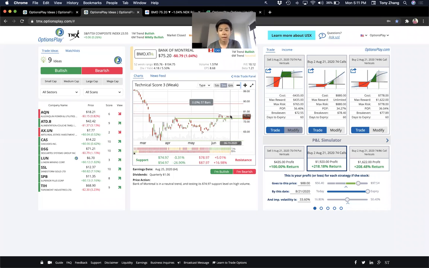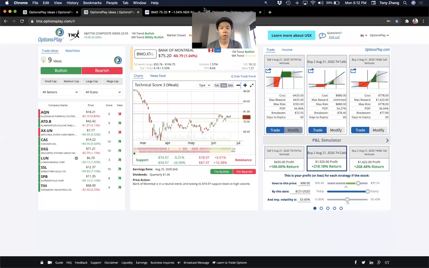And now that you've had the breakout above that resistance level, at the very least, what you could have done is maybe sold a credit spread. And as things start to get a little bit more bullish, or maybe the fundamentals start lining up a little better, then you start looking at buying calls and buying call spreads.